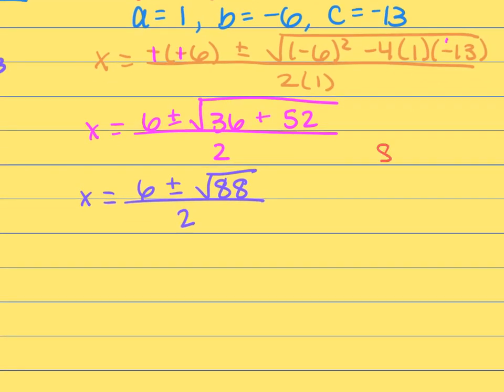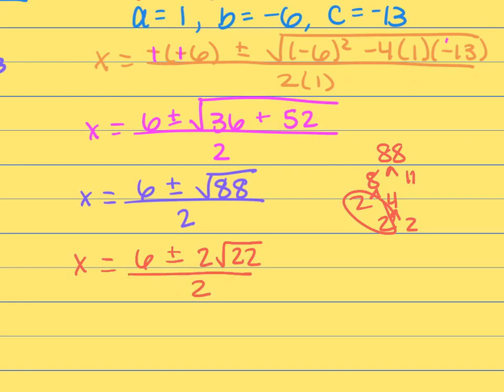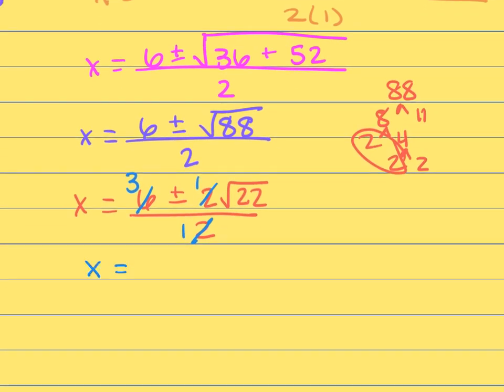From here, that 88 is 8 and 11. The 8 is 2 and 4. The 4 is 2 and 2. So that's 2 square root 22. So x is equal to 6 plus or minus 2 square root 22 all over 2. We're simplifying these. The 2's become 1s. The 6 becomes a 3. So it's just x is equal to 3 plus or minus the square root of 22.